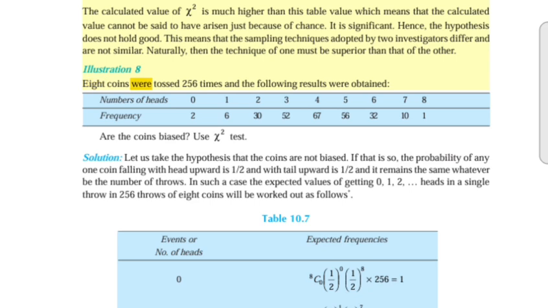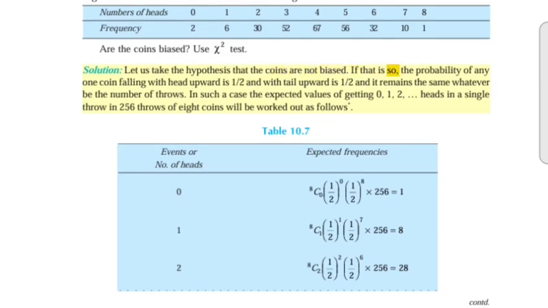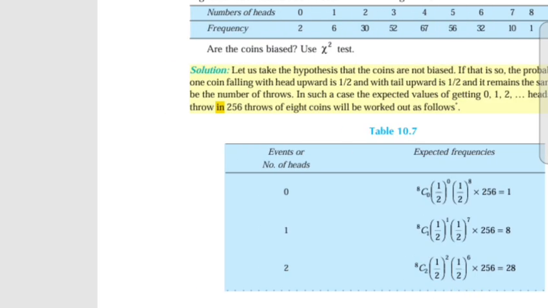Illustration 8. Eight coins were tossed 256 times and the following results were obtained. Number of heads: 0, 1, 2, 3, 4, 5, 6, 7, 8, with frequencies 2, 6, 30, 52, 67, 56, 32, 10, 1. Are the coins biased? Use the chi2 test. Solution. Let us take the hypothesis that the coins are not biased. If that is so, the probability of any one coin falling with head upward is 1/2 and with tail upward is 1/2, and it remains the same whatever be the number of throws. In such a case, the expected values of getting 0, 1, 2 heads in a single throw in 256 throws of 8 coins will be worked out as follows.